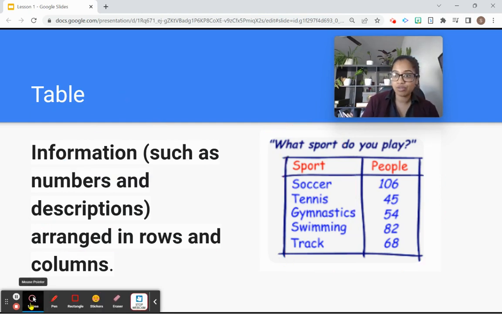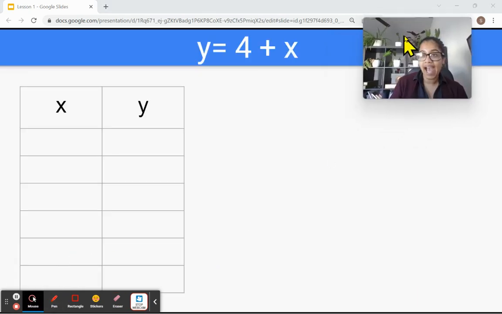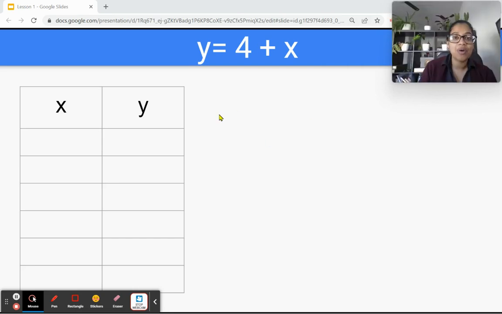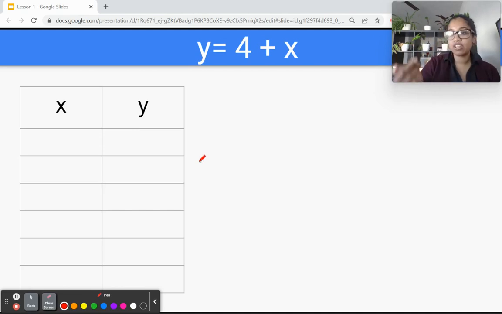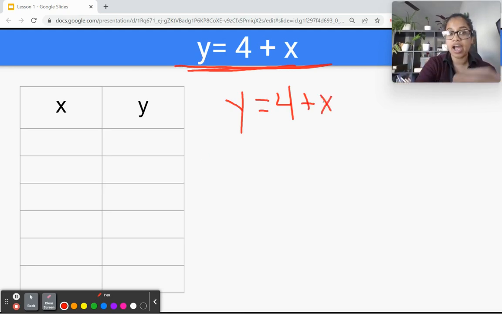All right, so now that we've gone over vocabulary, let's get into our lesson for today. So over here, we have the equation y equals 4 plus x, and we have a table. What we're going to do in this table is fill it out. And we're going to use this equation right over here, right? So I have y, and that is going to equal 4 plus x. And so we're going to use this to figure out how to fill in our table.